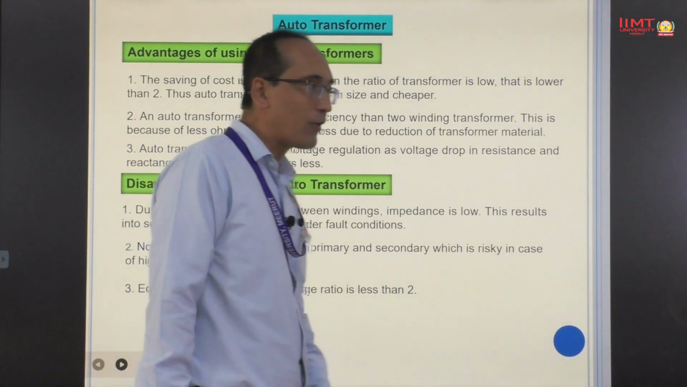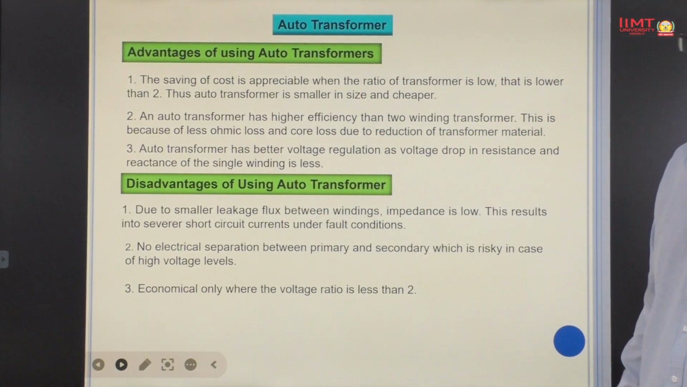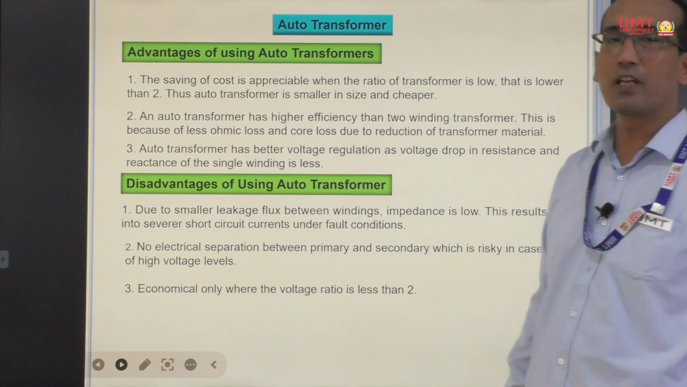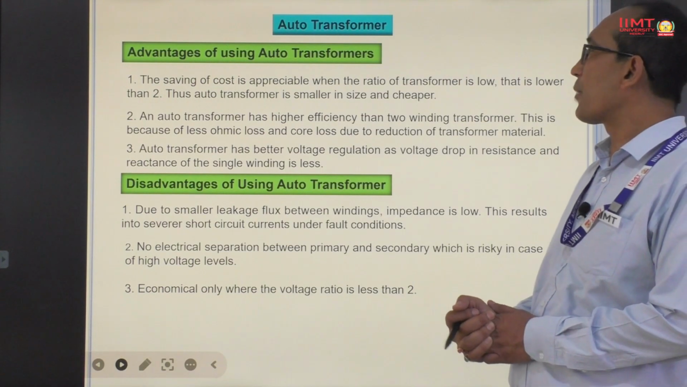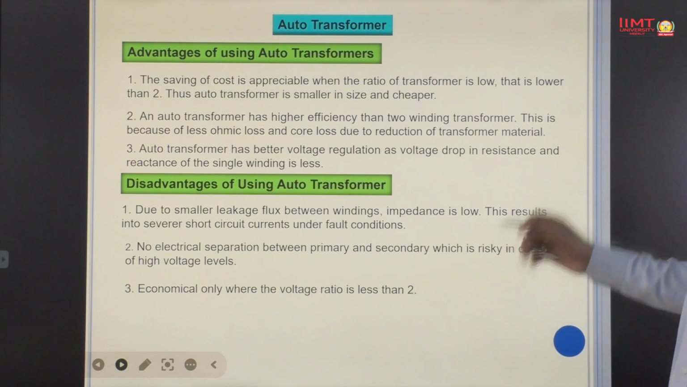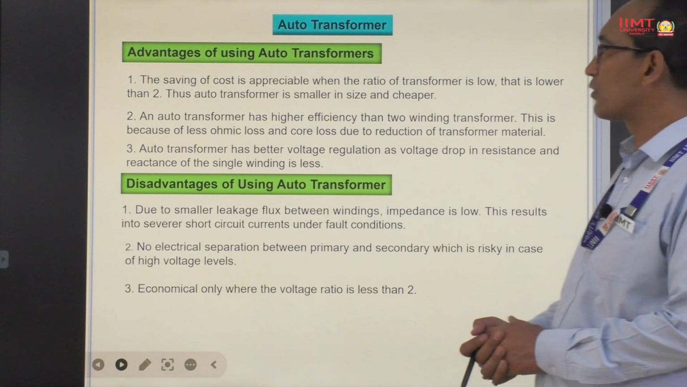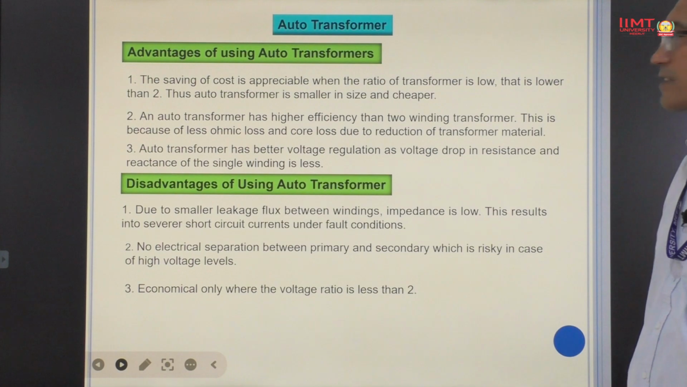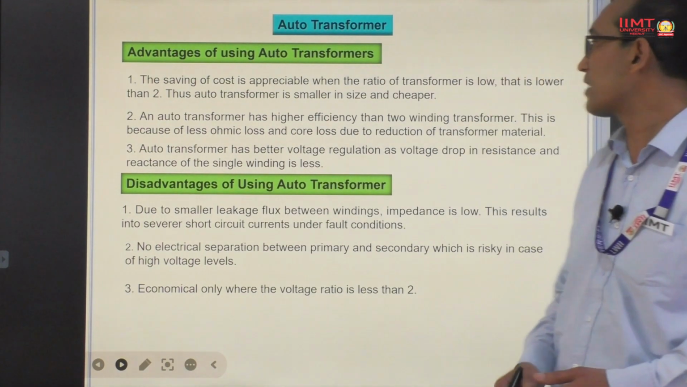Now what are the advantages of an auto transformer, what are the disadvantages, and finally what are the applications, we will discuss here. Saving is appreciable when the ratio of the transformer is low, that is lower than 2, N2 upon N1 less than 2, then it is better. The auto transformer is smaller in size and cheaper, which is again an advantage. And the auto transformer has higher efficiency.